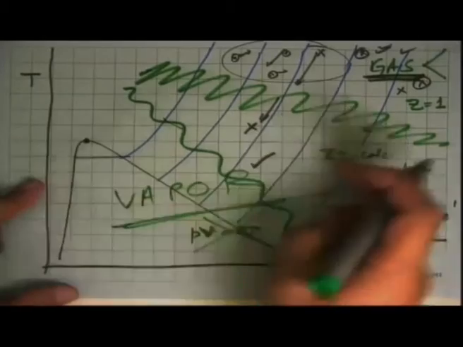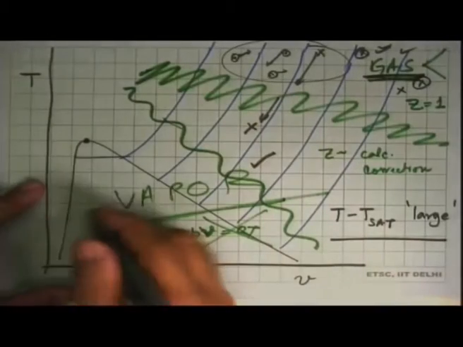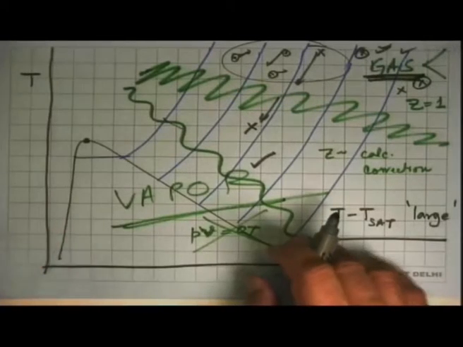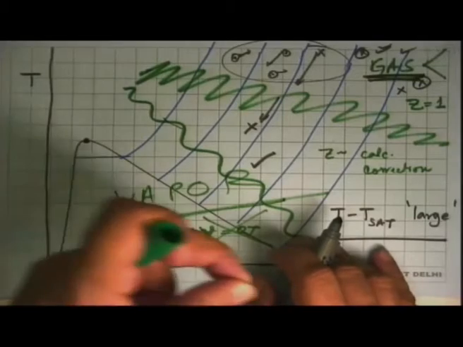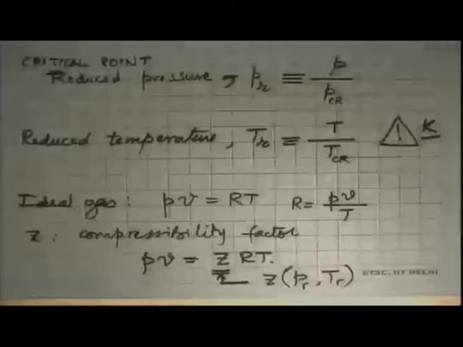Only difference is that the correction that Z will bring to PV equal to RT is very big. In fact, here it will be a correction of the order of 100. So it is not 1%, 2%, 5% deviation from ideal gas, it's a huge deviation from ideal gas. But that forms the basis for a unified set of equations for the entire range of behavior. Okay. I'll come back to the questions in a few minutes. We'll just wrap up this thing and then I will take all the questions.